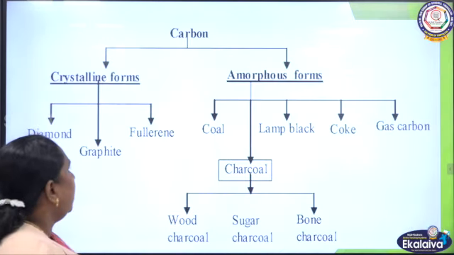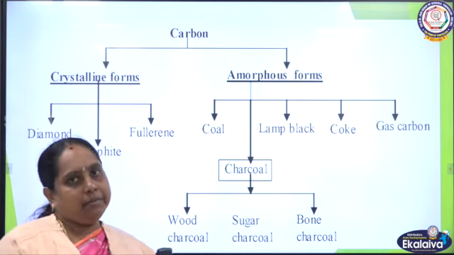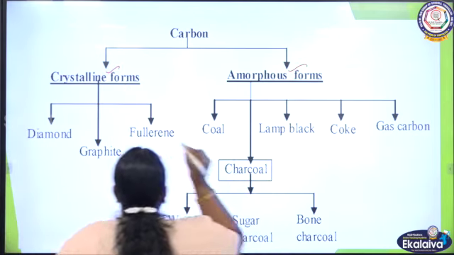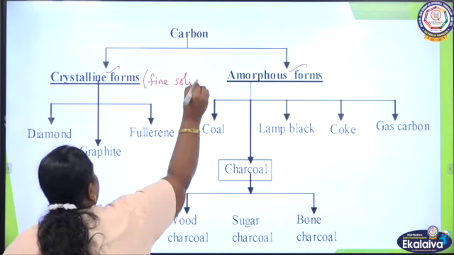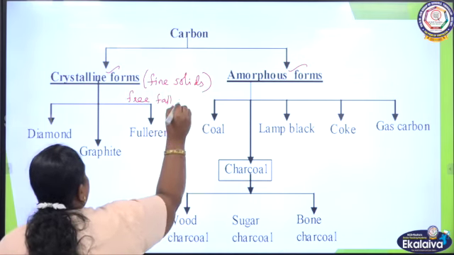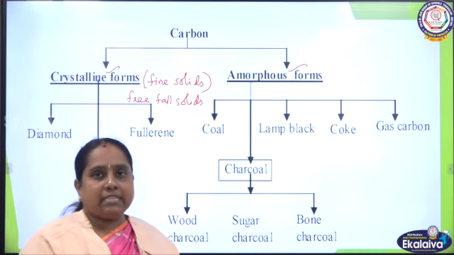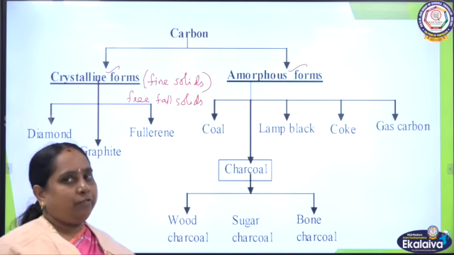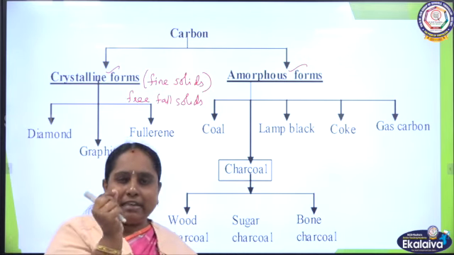Next, carbon is of two types, that means two forms of carbon are available. One is the crystalline form and the other one is the amorphous form. Crystalline forms are like fine solids. They are free flowing solids. For example, if you take sugar and salt, they are like small crystals. So carbon is available in crystalline form. If you take diamond, you can make any small shape of diamond. So it looks like a crystal, isn't it?